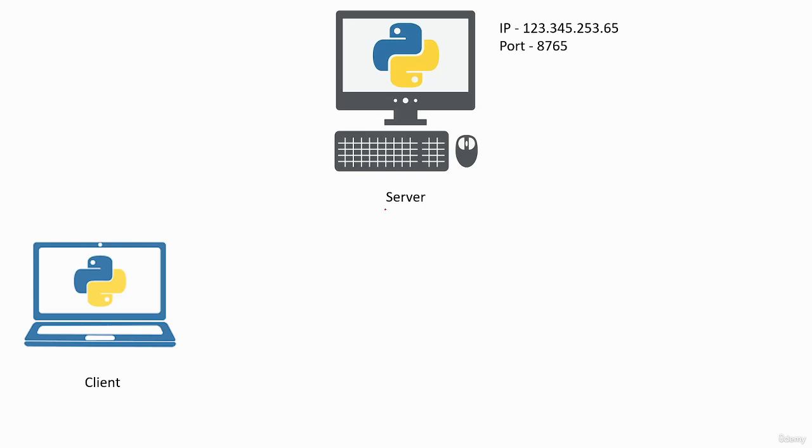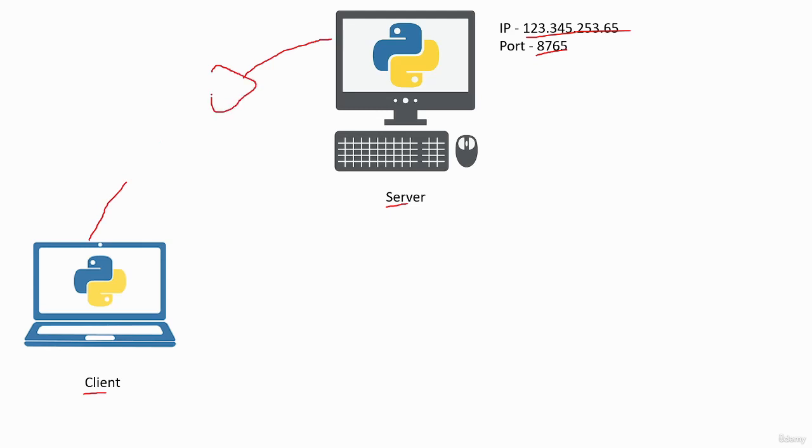Now I am going to explain the basics of Python socket programming. Imagine this is a server and this is a client. The IP address of the server is this one and it has open port 8765. Now imagine we want to connect this client into this server. For that we are creating something that looks like this.